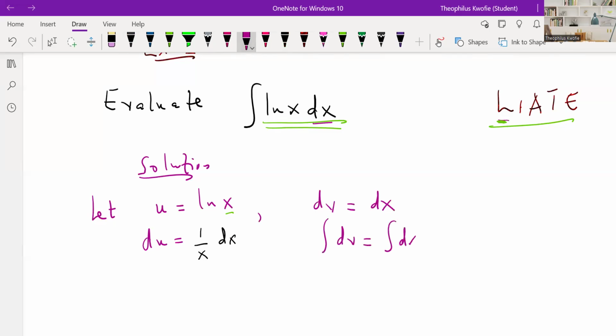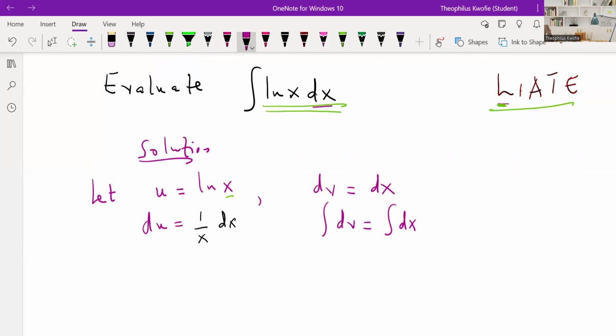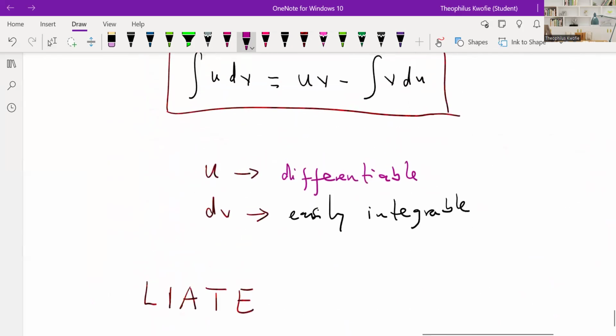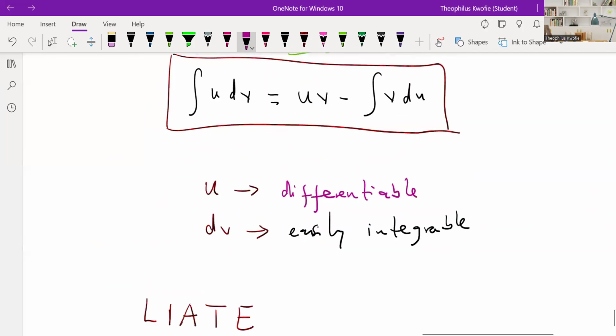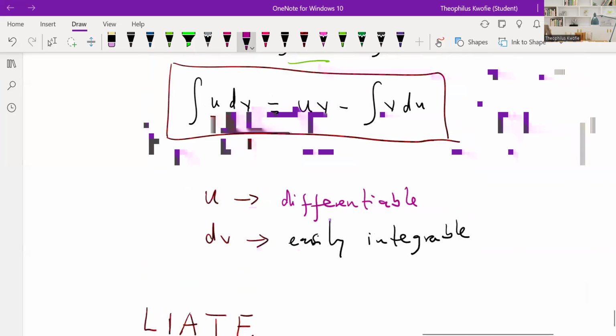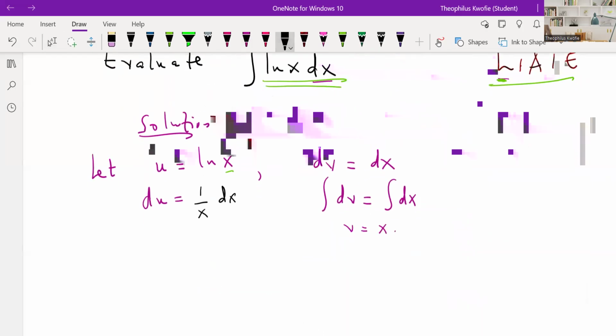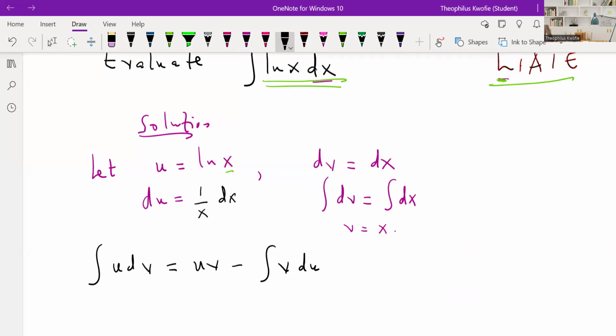What's the integral of 1? That gives us what? Our v. The integral of 1 gives us our x. Now, you remember we already deduced our formula. So our formula is what? According to our formula, the integral of u dv is equal to uv minus the integral of v du. Is that okay?